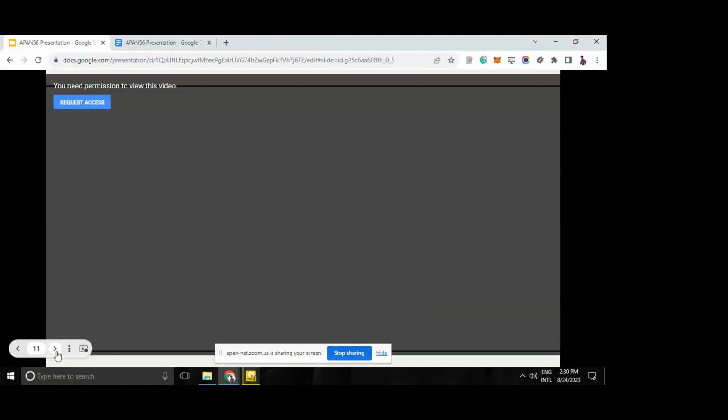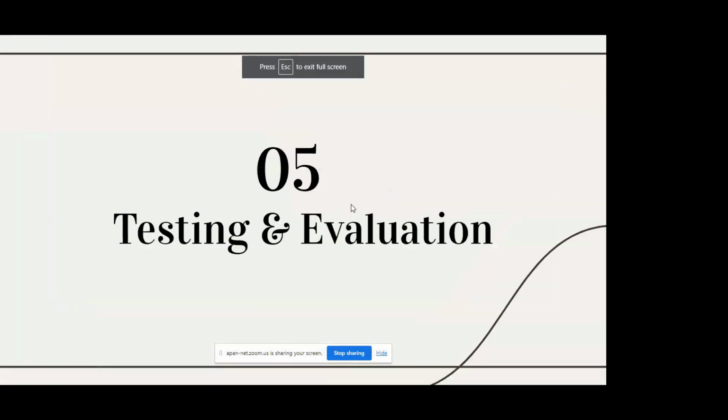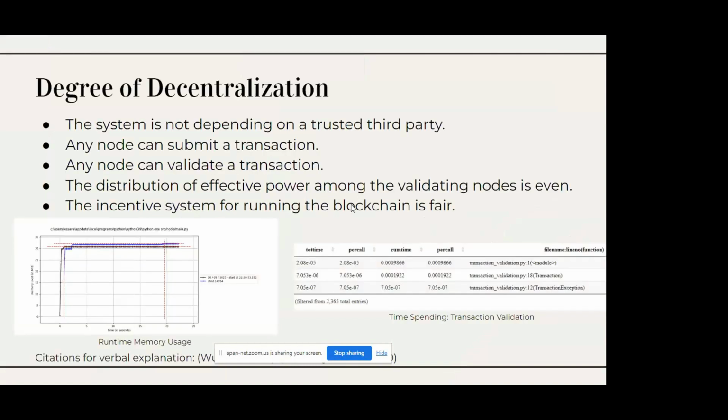When talking about testing and evaluation, we have done thorough testing on the degree of decentralization. When testing the degree of decentralization, there were no proper metrics to evaluate it, so we have utilized a framework presented in a paper published in 2020. Under each of the 5 critical points, we have evaluated the system.